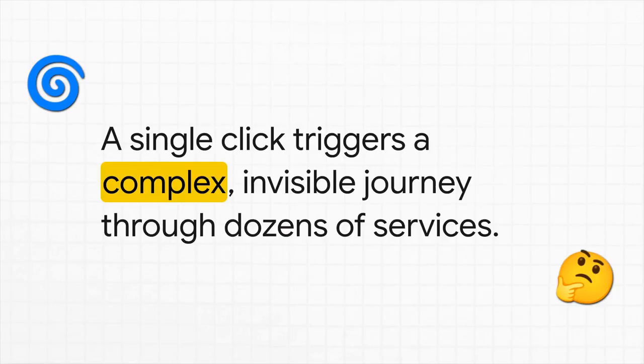Yeah, you can really think of it like this giant, invisible maze. That single click has to navigate through dozens, maybe even hundreds, of interconnected services. And you know what happens when things go wrong in a maze like that? When a request just disappears or fails? Well, finding the why can feel completely impossible.